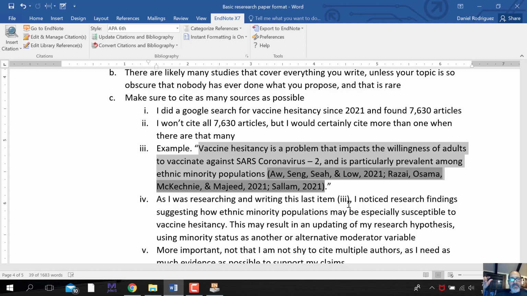Now start writing the paper. Do not fill in citations at all while you're writing. So I could write this sentence: vaccine hesitancy is a problem that impacts the willingness of adults to vaccinate against SARS coronavirus 2, and is particularly prevalent among ethnic minorities, because that's what I remember from reading. Now I go back and look at which sources fit that. So that's different. You understand that difference? It's very, very different. And here's the beauty of that.